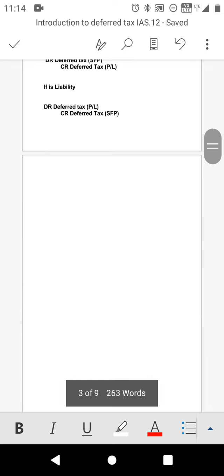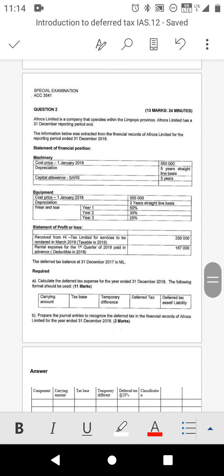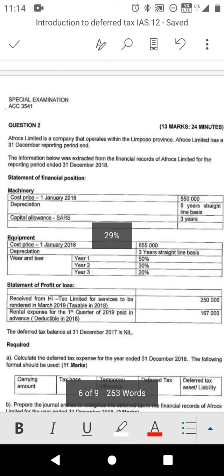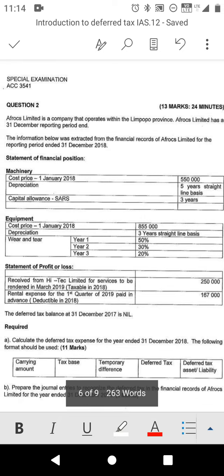Okay, let's go to the question and try to analyze it. It was question 2 from the special exam. Afroc Limited is a company that operates within Limpopo province. Afroc Limited has a 31 December reporting period, and the information below was extracted from the financial records of Afroc Limited for the reporting period ending 31 December 2018. Then the statement of financial position has shown the following.